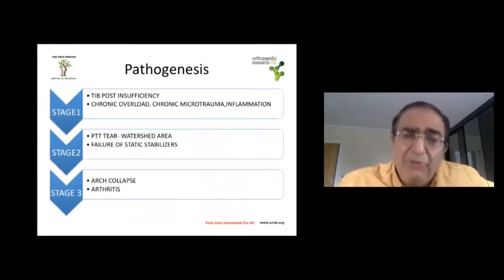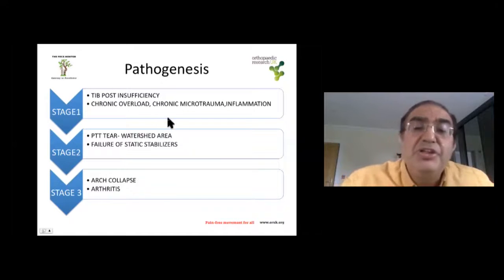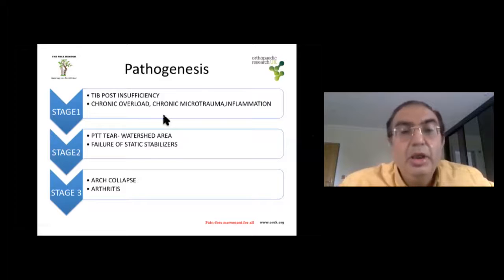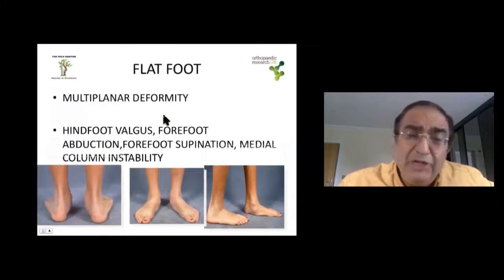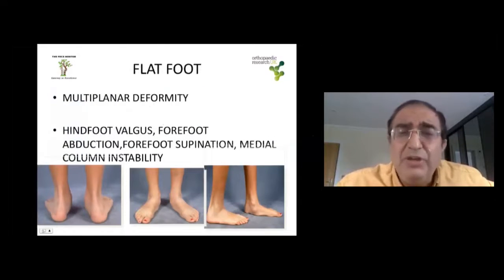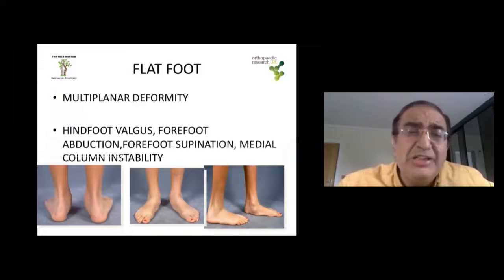So what happens is, because of the chronic overload of the tibialis posterior, initially the tendon gets inflamed, later the tendon tears, and later because of the deformity, you develop arthritis. So these are the three stages of tibialis posterior insufficiency. So it's a multiplanar deformity. As we said, the hindfoot goes into valgus, the forefoot starts abducting and supinating, and there's also medial column instability at the talonavicular or the first TMT joint.